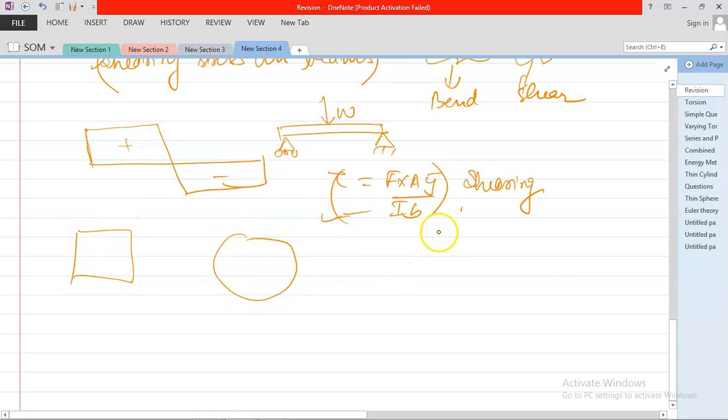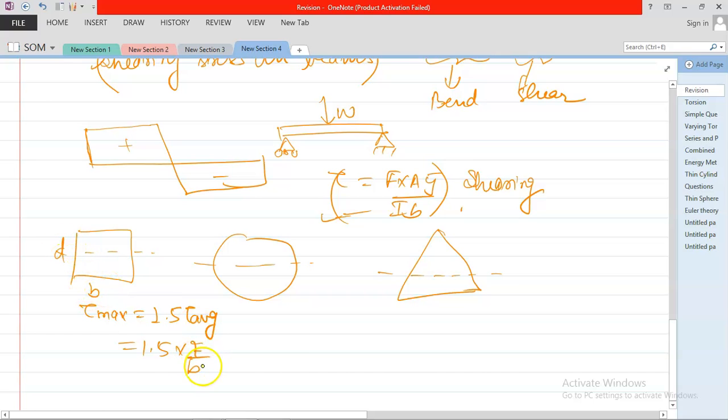Three things, and you have a triangle. For these basic symmetric sections, take their center of gravity, and the maximum shear stress is 1.5 times tau average. Tau average is F by B into D, where F is the shear force at that particular location. For the circle, tau max is equal to 1.33 times tau average, where tau average is F by pi by 4 d square.